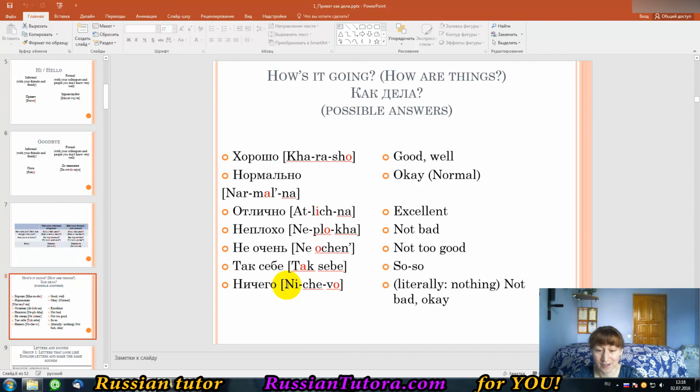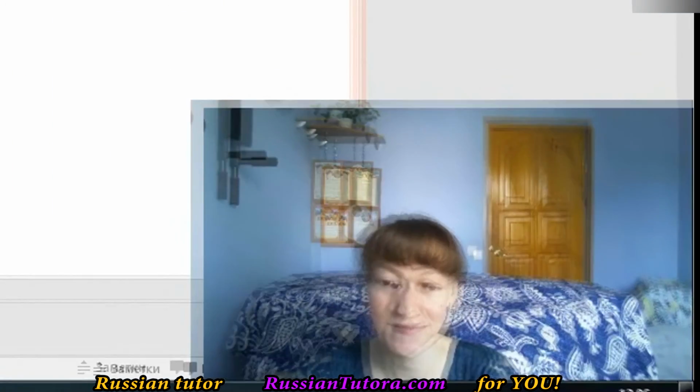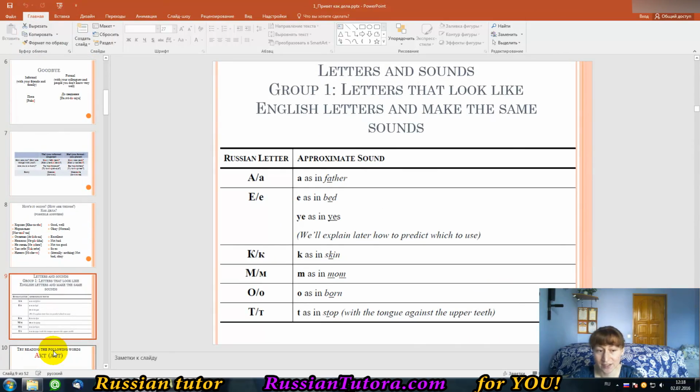So much for the dialogues. Let's move to the next part of our lesson, reading Russian words. To be able to learn how to read Russian words, let's look at Russian letters first. We will look at the first group of Russian letters. These are the letters that look exactly like English letters and make exactly the same sounds. There are 6 letters in this group.